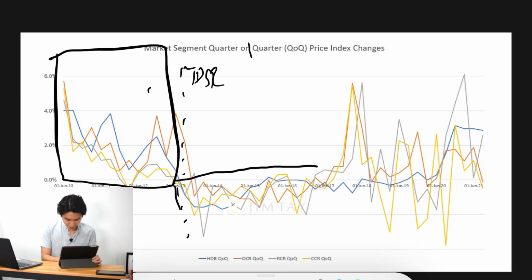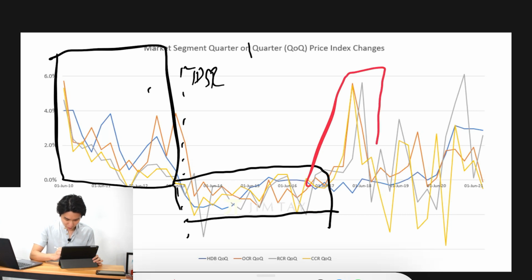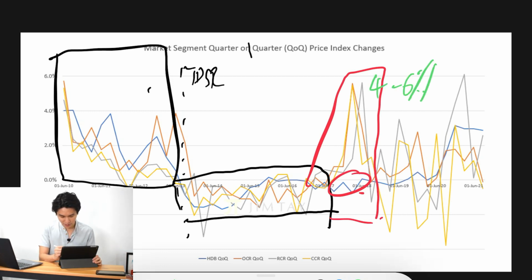But since TDSR came in, you'll see segment 2 over here, prices have been on a negative downtrend as evidenced by the falling property price index during the period from 2013 to 2017. Then there was a major spike over here. You can see clearly every segment of the market, besides the blue line, which is the HDB, was having growths of between 4 to 6% per quarter. This is something that's really alarming to the Singapore government, and hence they immediately stepped in with a new set of cooling measures in July of 2018.